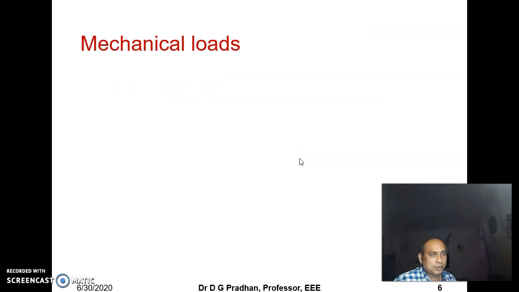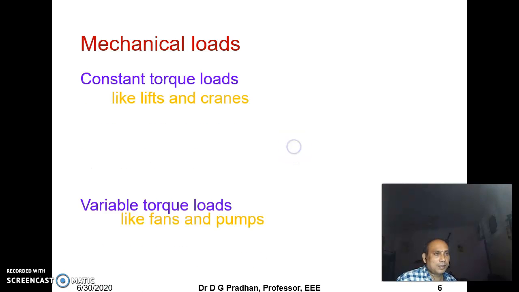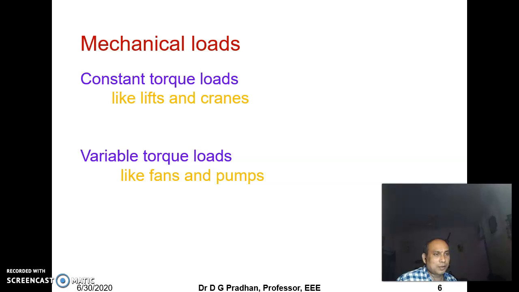So what are the various types of mechanical loads? Mechanical loads may be constant torque load or variable torque load. Examples of constant torque load are lift and crane, and examples of variable torque load are fan and pumps.